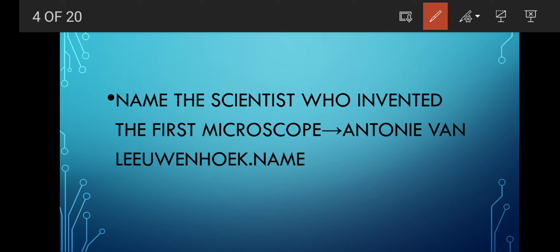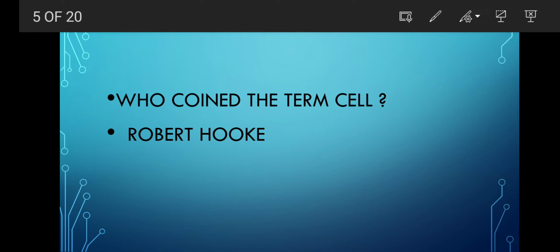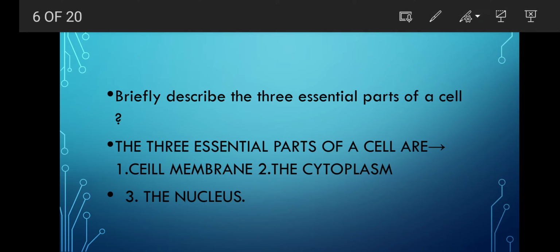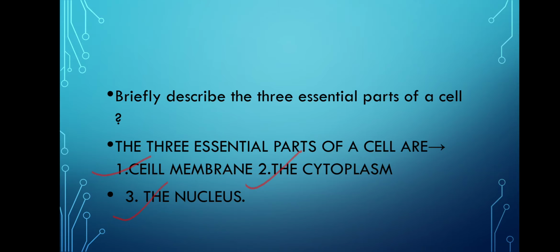Okay. Now next, name the scientist who invented the first microscope. First microscope. What will be the answer? Antony van Leeuwenhoek. Okay. Now next, who coined the term cell? Then the answer will be Robert Hooke. Next, briefly describe the three essential parts of a cell. So what are the three essential parts? First, cell membrane. Second one, the cytoplasm. And third one, the nucleus. Clear?